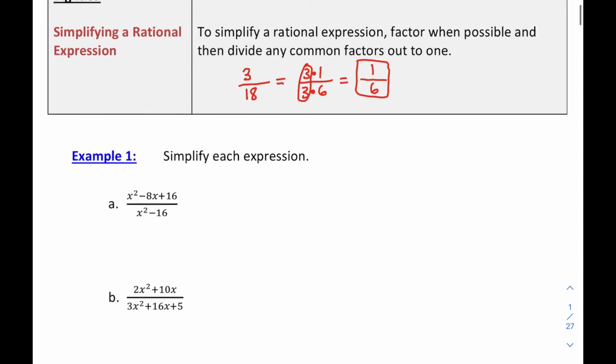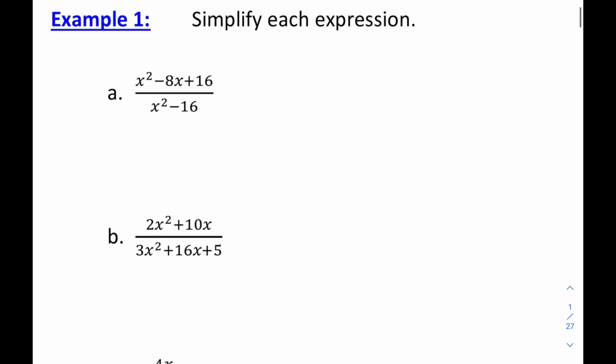I'm going to do the same thing with each rational expression, which means I'm first going to factor them because right now they are individual terms being added or subtracted. I can't divide out anything unless I have a common factor of all of my terms. So to see what common factors I have, I need to actually factor.